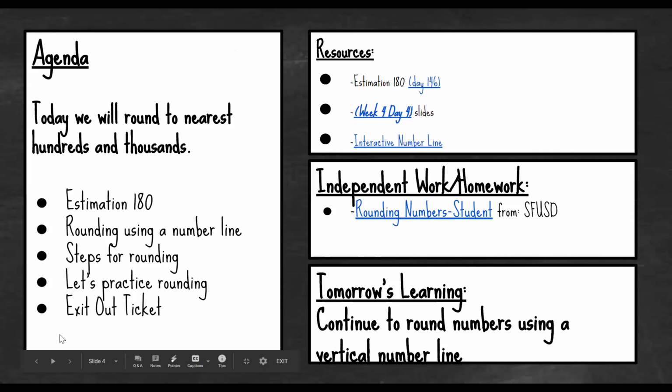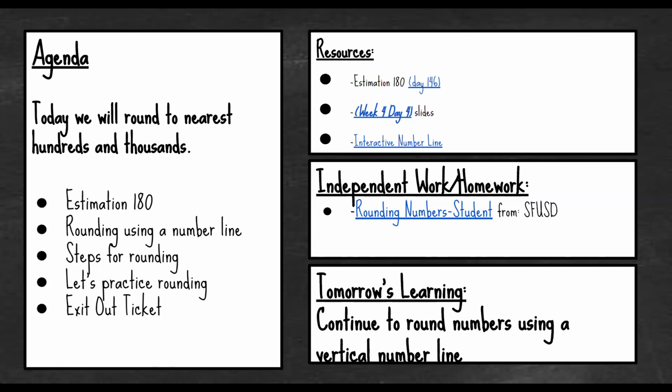All right, our agenda for today, what are we going to cover in this lesson? Today we'll round to the nearest hundreds and thousands. We are going to use an estimation 180. We're going to use rounding using a number line, and we're going to go over the steps of rounding. We have practiced already using the place value, but today we're going to focus on that number line. And then we're going to use an exit ticket. For tomorrow, you will continue to round numbers using a vertical number line, okay? So today we're going to use the horizontal number line, keeping that in mind.